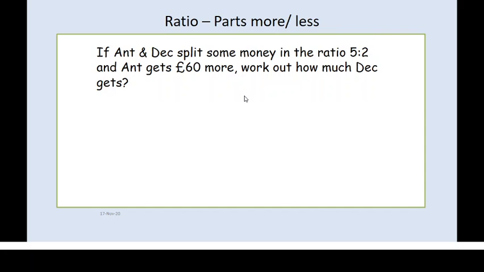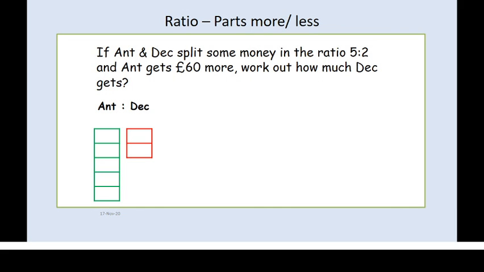The first thing we need to think about is how many parts or boxes each person gets. Sometimes it helps to draw it out, but it's completely up to you whether you do that. So I'm just going to draw that Dec gets 2 boxes and Ant gets 5 boxes. He gets 5 parts of that ratio. Then it tells us that Ant gets £60 more. If we look at that diagram, Ant got 5 parts and Dec got 2 parts, so Ant actually got 3 parts more than Dec.